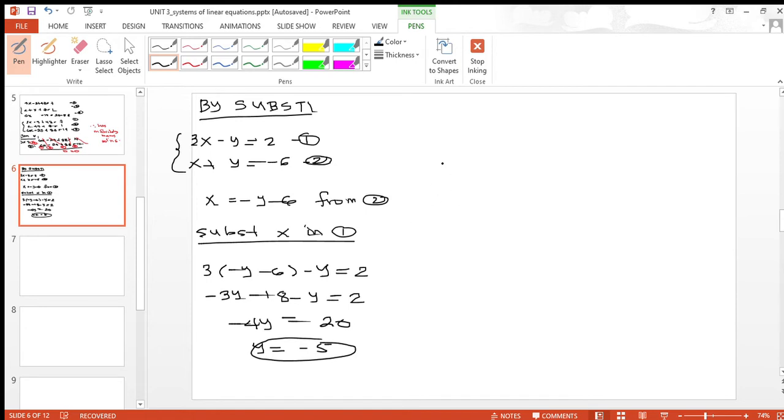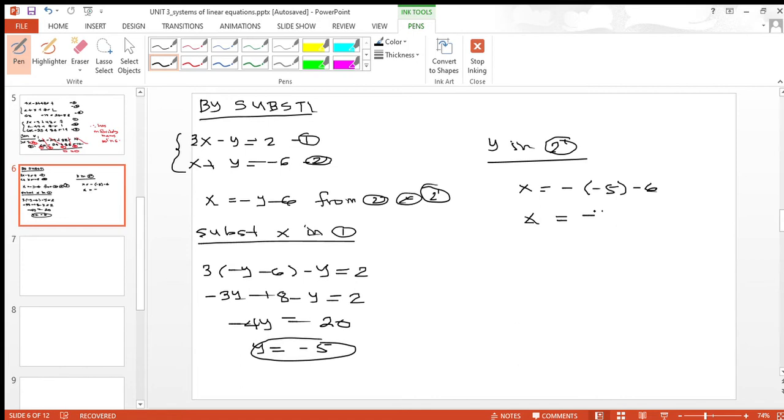Then since we now have the value of y is minus 5, we substitute y in the equation involving x. So let's say we substitute y in this equation. We can call that 2 prime. So substituting y in 2 prime, we get x equals minus y minus 6. x will be 5 minus 6, which is minus 1. So our solution set is x is minus 1, y is minus 5.